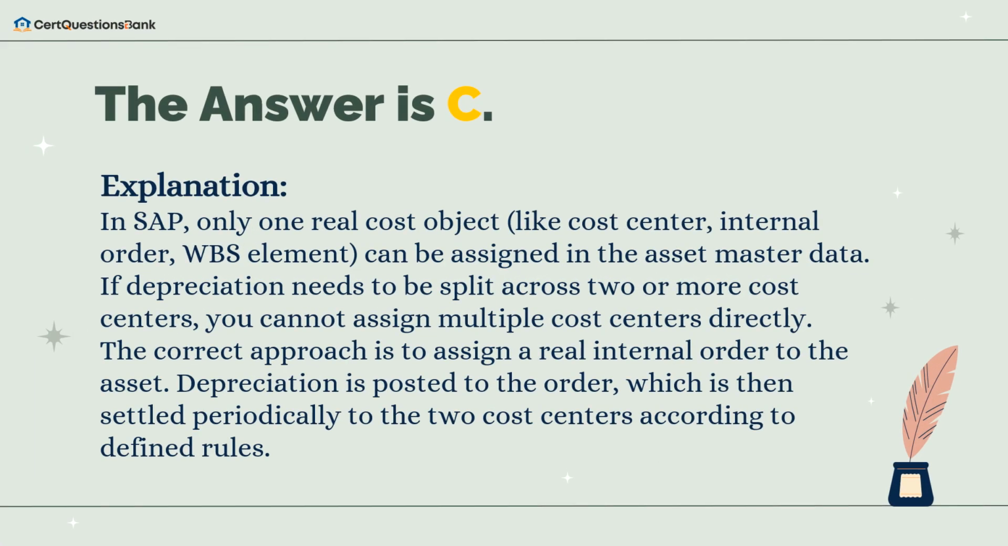The answer is C. In SAP, only one real cost object, like cost center, internal order, or WBS element, can be assigned in the asset master data. If depreciation needs to be split across two or more cost centers, you cannot assign multiple cost centers directly. The correct approach is to assign a real internal order to the asset. Depreciation is posted to the order, which is then settled periodically to the two cost centers according to defined rules.